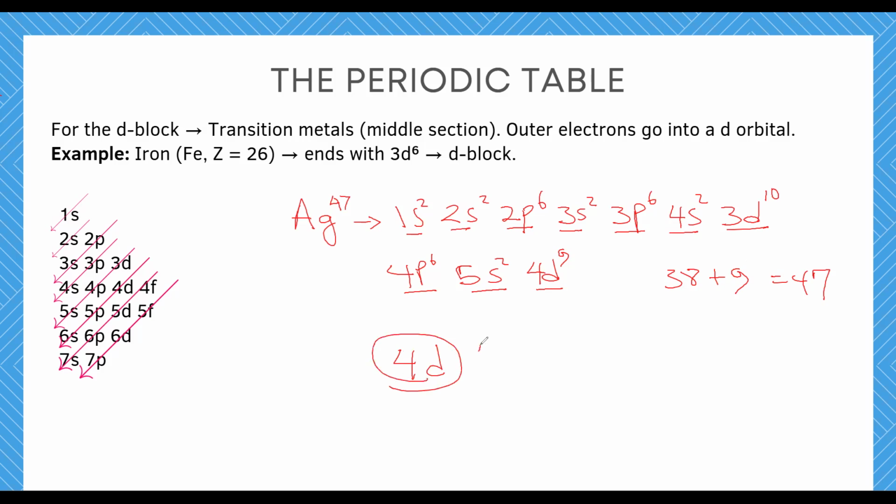This is telling us that the element silver is located in the d block of the periodic table. Was that not where we found it in the first place? Yes, sir. Beautiful.